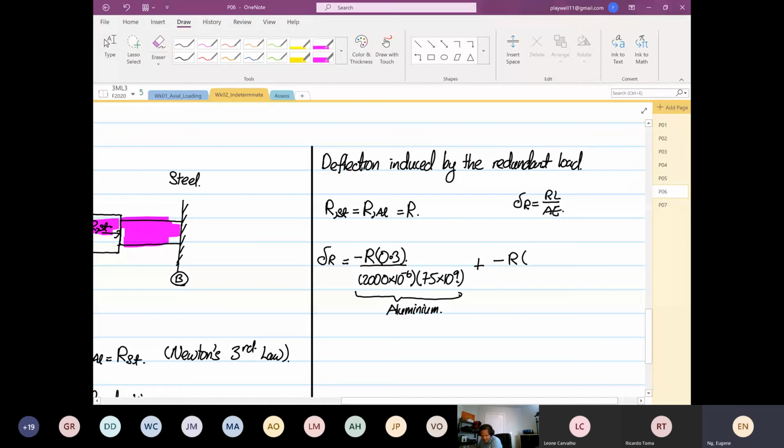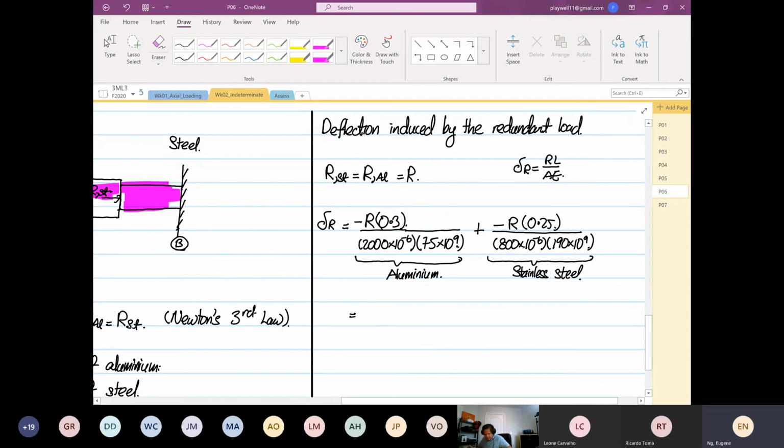And then we're going to look at the stainless steel now, L of 0.25, and then we're going to divide by the cross-sectional area, which is 800 times 10 to the power minus 6, and the Young's modulus is equal to 190 times 10 to the power 9. So over here, this is for your stainless steel.